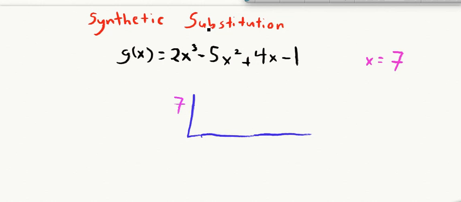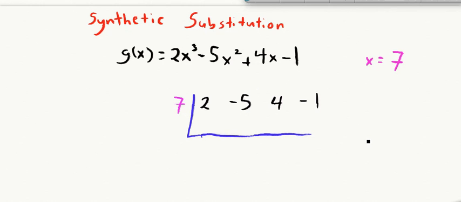Next thing that we have to do is take the coefficients from the polynomial and put them across the top here inside of the noodle wumpus. Okay, so let's go ahead and do that. So we have a positive 2, a negative 5, a positive 4, and a negative 1. We're just taking the coefficients. We're not going to worry about the x's or the exponents here at all, just the coefficients.